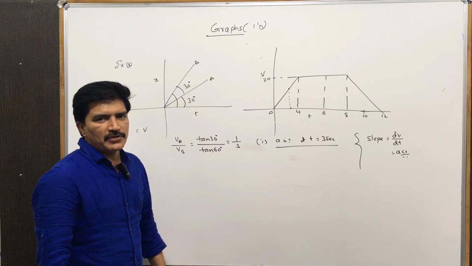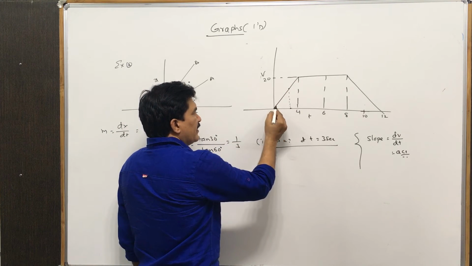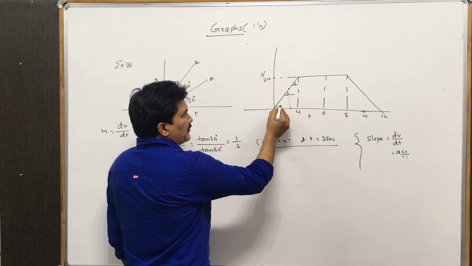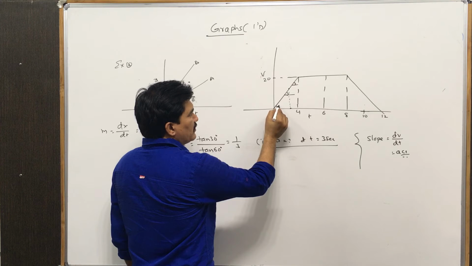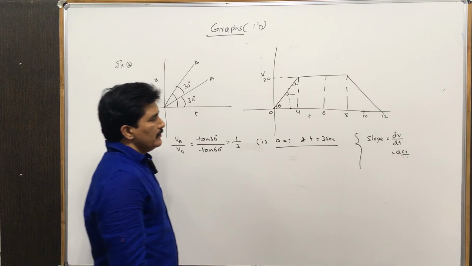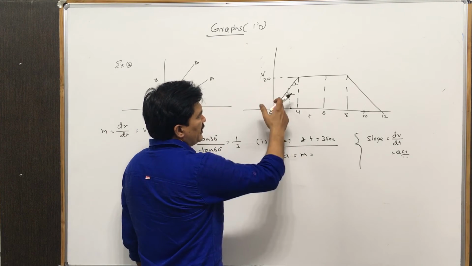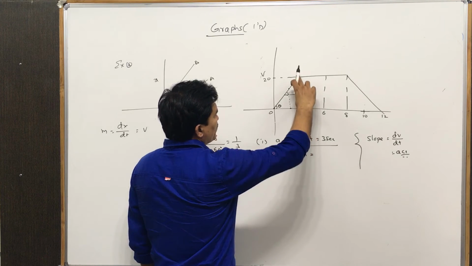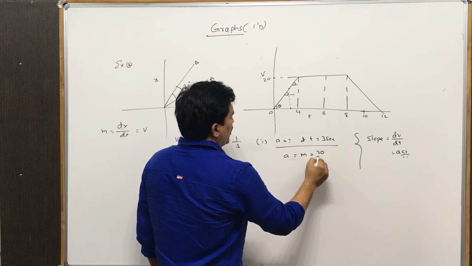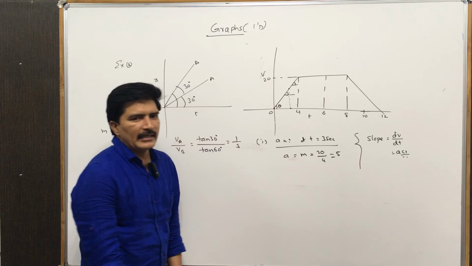As it is a straight line, the slope is the same at all points, so finding the slope of this straight line at this point or at this point or at this point will not matter. From the figure it is clear that it is easier to find its slope at this point. Say this is making an angle theta, then acceleration is slope, that is tan theta, which is opposite by adjacent. Opposite is 20 and adjacent is 4. So, 5 meter per second square, that is the acceleration.